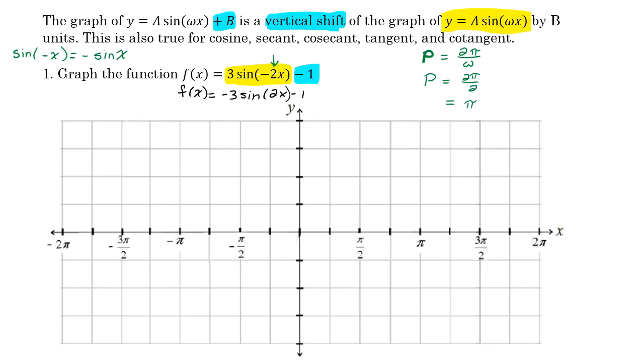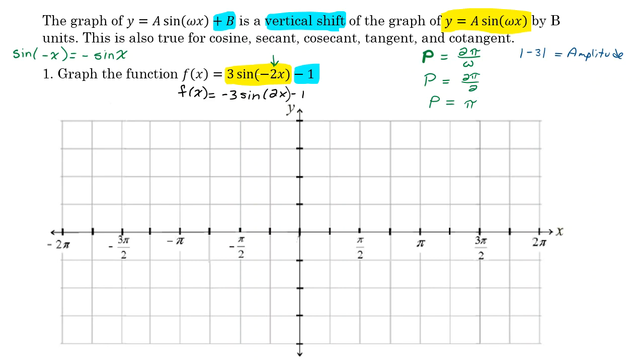Great. Now let's check out my amplitude. My amplitude is the absolute value of my a value, which in this case is -3. So the absolute value of -3 is my amplitude, which is 3. Now the negative is going to make the sine graph flip over.